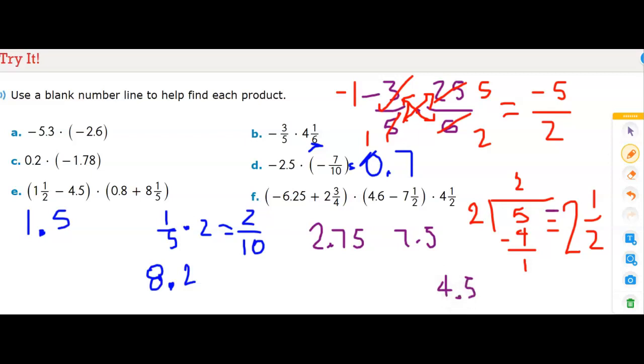So once again, I did not show how to solve each one of these problems, but I did show you how to make some of these mixed numbers into decimals so that you can use your calculator to multiply. And then I showed you how to solve B because they're both fractions, and I showed that.